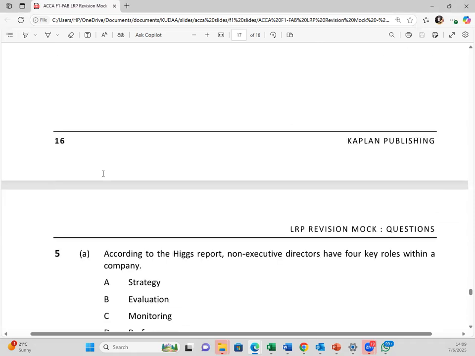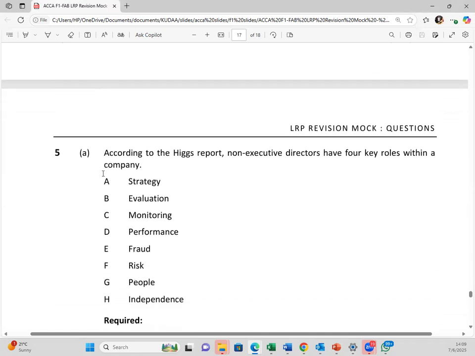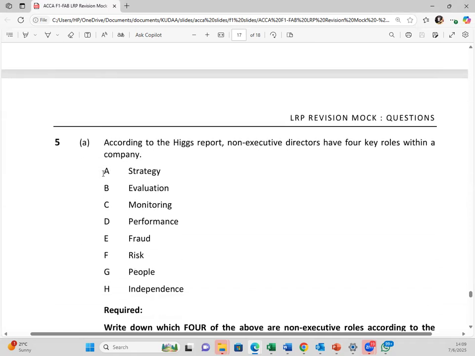Number 5. According to Higgs' report, non-executive directors have 4 key roles within the company.